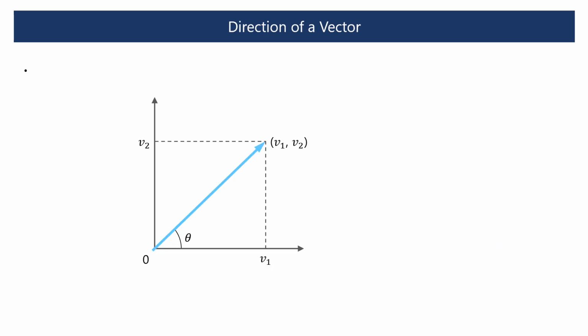The direction of a vector is given by the angle it makes with the coordinate axis. In a two-dimensional space, a vector's direction can be represented using an angle theta with the x-axis. So, in this example, the angle theta can be represented in this way. Arctan is the inverse function of tangent. It is used to find the angle corresponding to a given value of tangent.